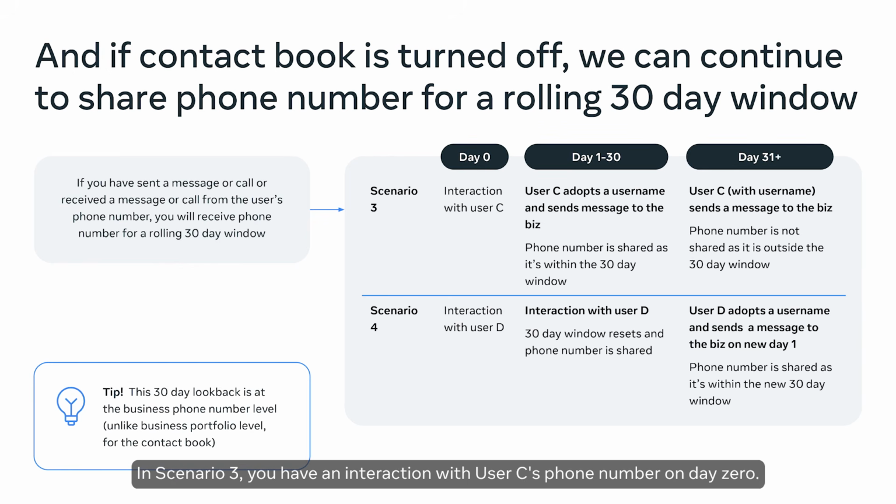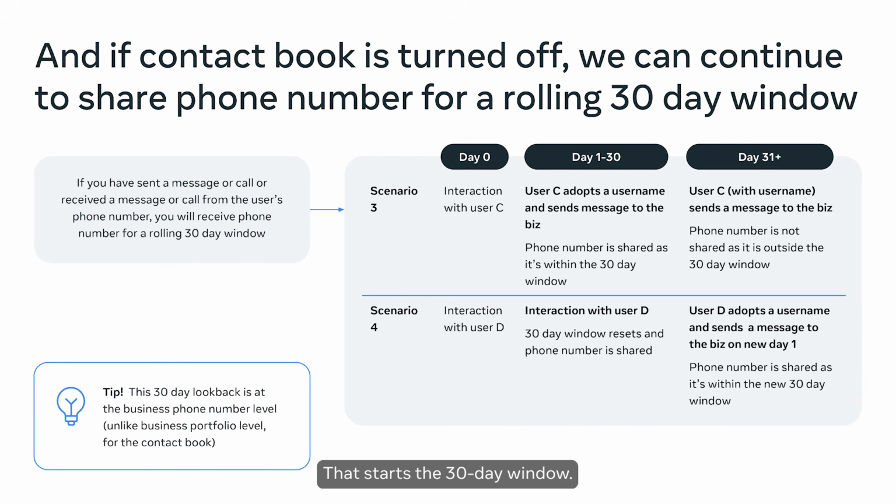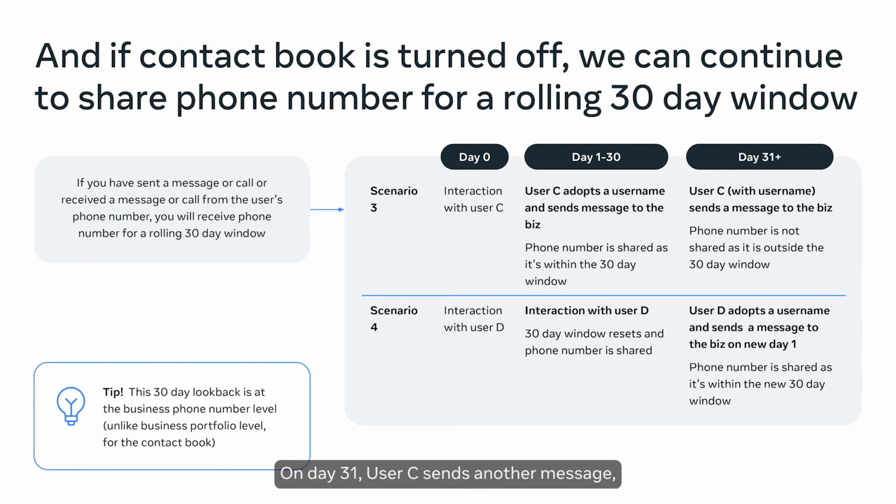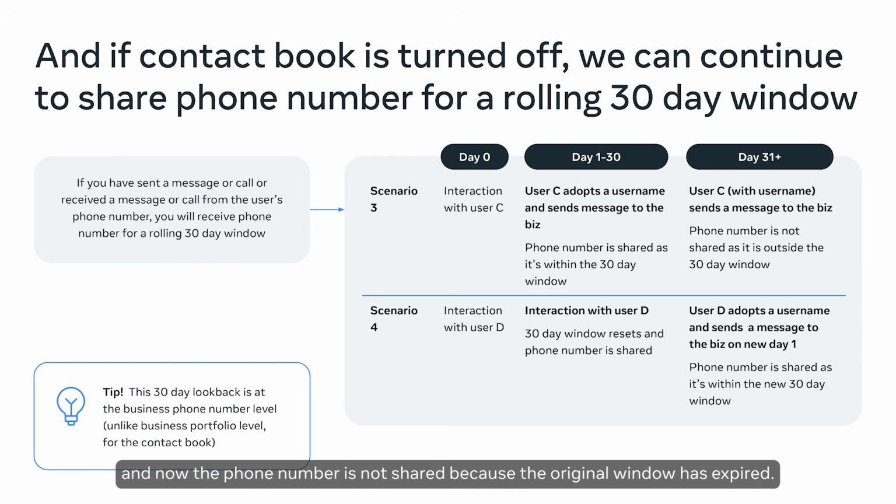In scenario 3, you have an interaction with user C's phone number on day 0. That starts the 30-day window. Within those 30 days, user C adopts a username and sends you a message. Because you are still within the window, the phone number is shared. But notice, that message came in via the username, not the phone number. So it did not reset the window. On day 31, user C sends another message. And now the phone number is not shared because the original window has expired.